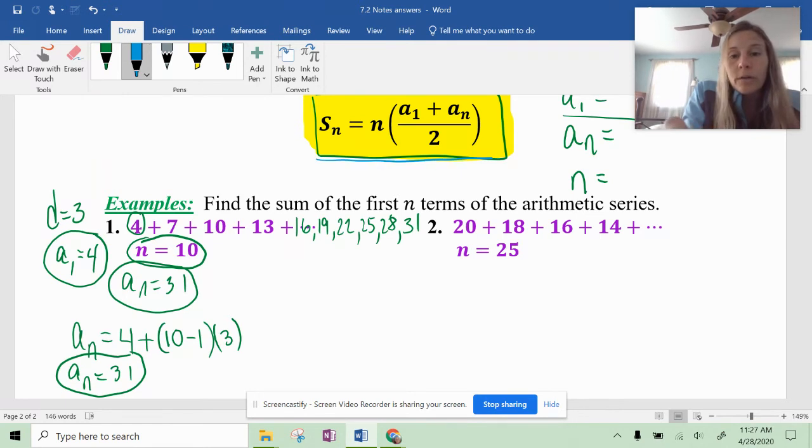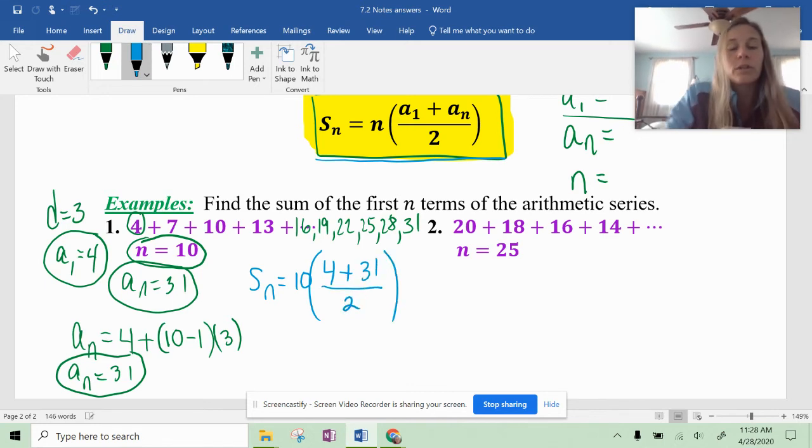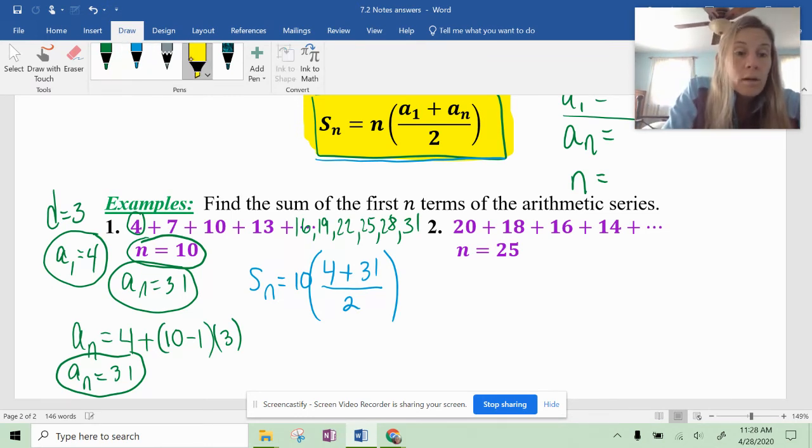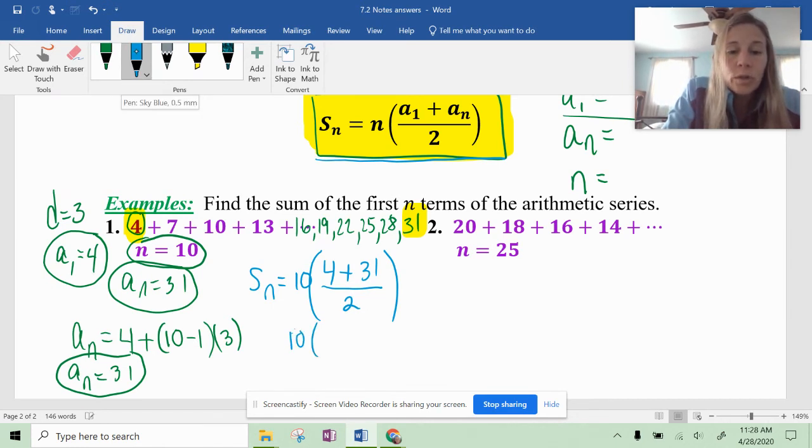Now we're going to fill in the sum formula. The n is 10, and then we're going to do a sub 1, that first term, which is 4, plus the 10th term, which we figured out was 31, divided by 2. Essentially, when you're finding the sum, you're taking the first term and the last term and averaging them together. We knew the first term was 4 and the last term was 31, and we're adding them up and dividing by 2, which is just averaging them. So that's 35 over 2, which is 17.5.